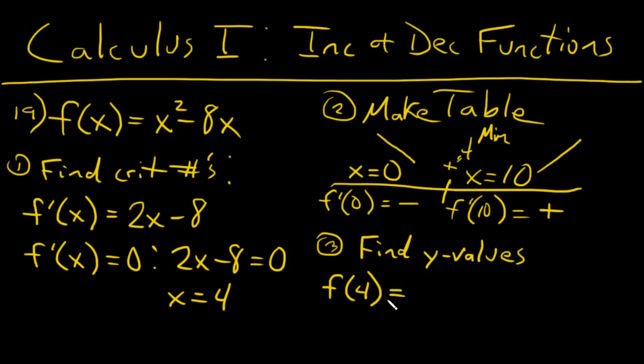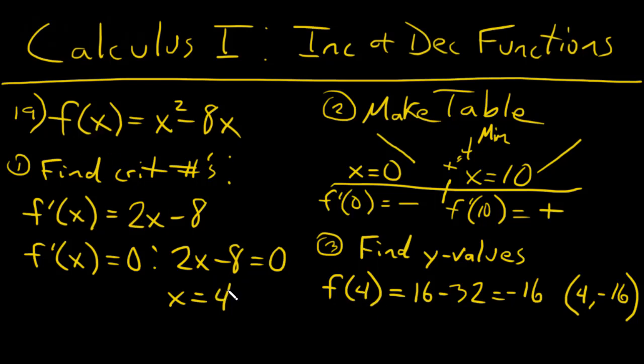So f of 4 is going to give me the y value. So that's going to give me 16 minus 32, which is negative 16. So that point of the min is going to be located at x equals 4, y equals negative 16. Okay? So to find the y values where these mins and maxes and cusps and things like that are located, all we do is we plug the x value into our original function.